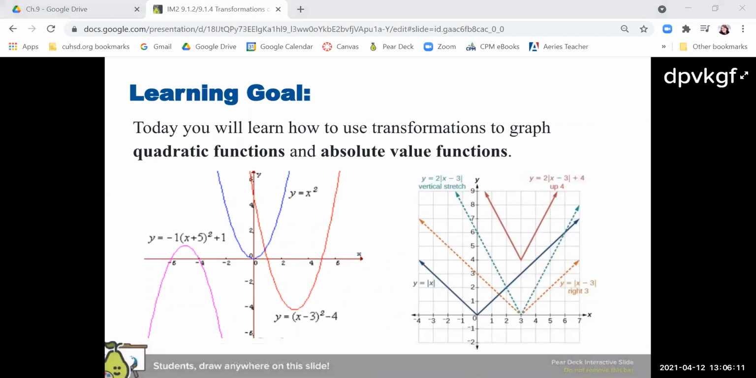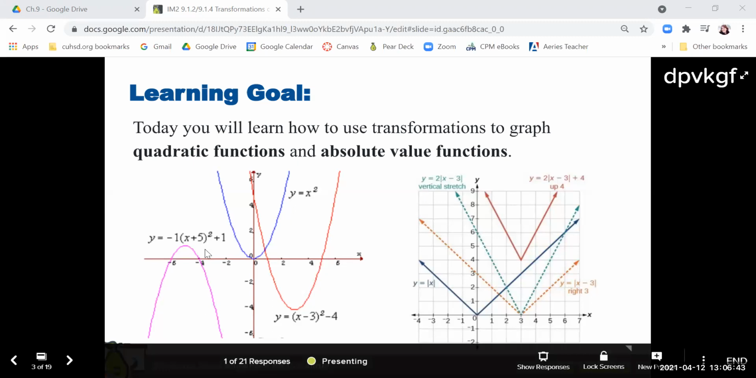So the learning goal for today is to learn how to use transformations to graph quadratic functions and absolute value functions in an efficient, quick way by just looking at the equation, identifying some key features, and then just being able to put the graph on there and move on. So the idea is it would take you only a minute or two to graph a parabola with a relatively complicated looking equation once you know what all these numbers actually represent.